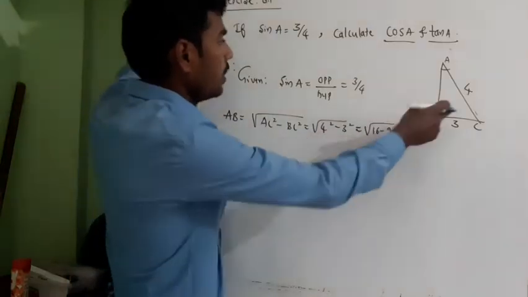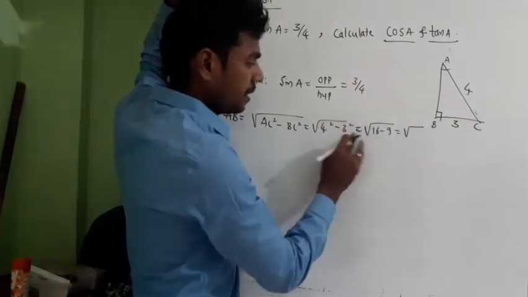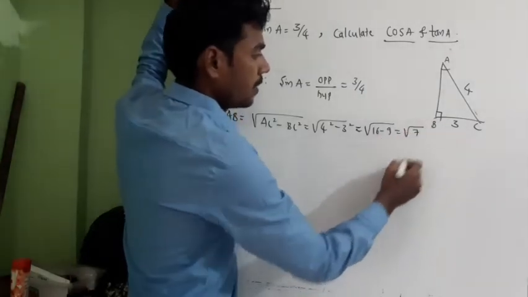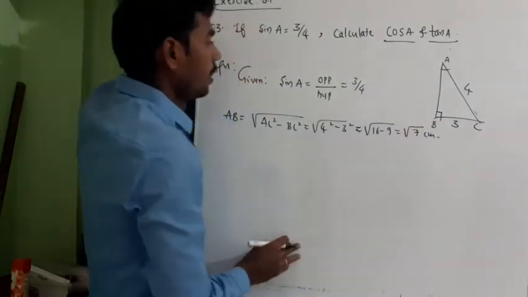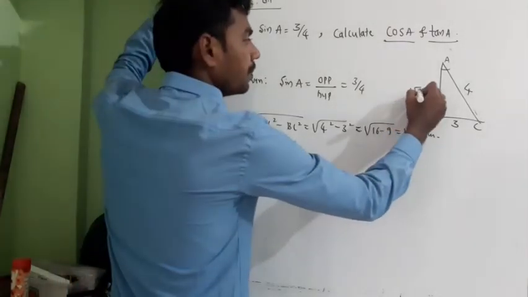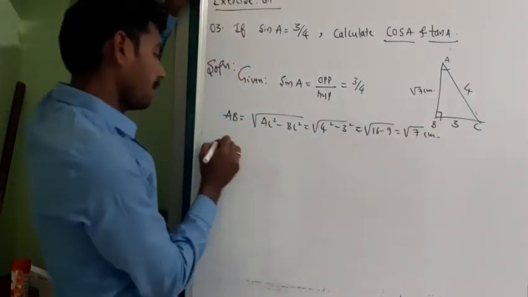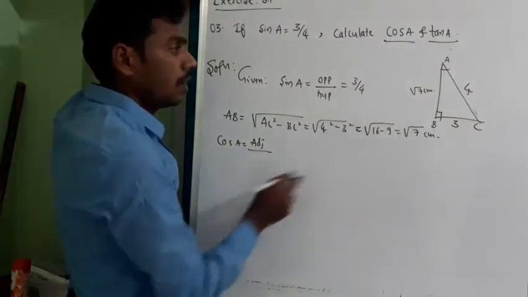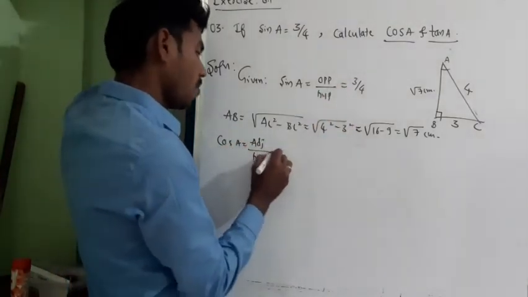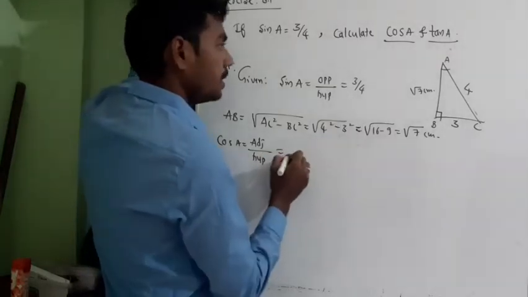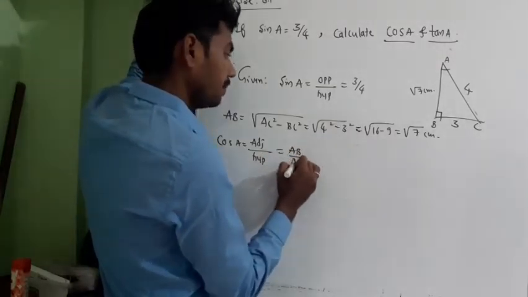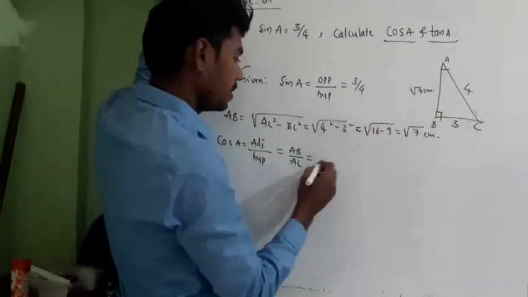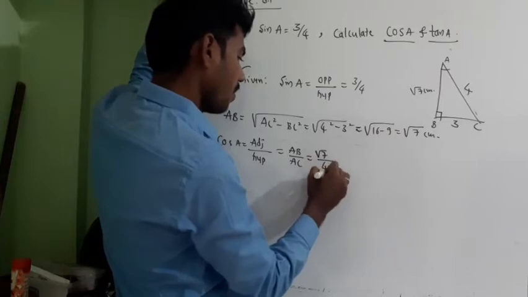4 square is nothing but 16, 3 square is nothing but 9. 16 minus 9 is nothing but 7, that is root 7 centimeter. Fine. Now this is root 7. Now what we need? Cos A. Cos A is equal to adjacent by hypotenuse. What is adjacent? Adjacent is AB by AC. Hypotenuse is AC. What is AB? AB is root 7 divided by 4.